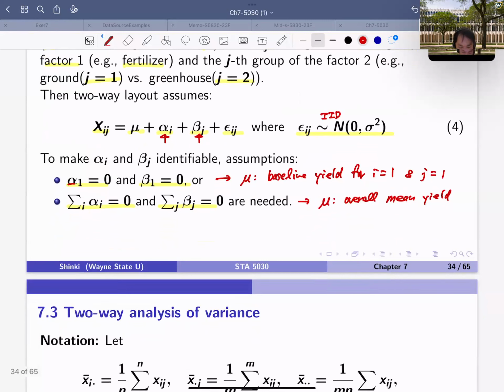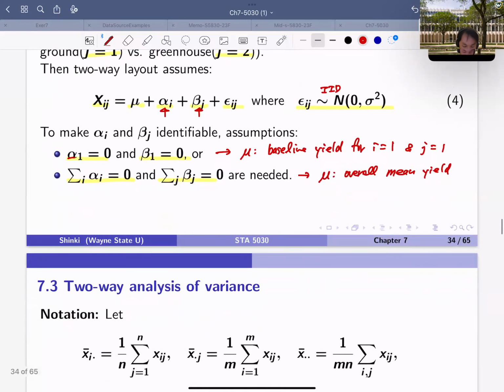And how does R determine the order of the alpha i's? Actually, R determines alpha i in alphabetical order by default. So to change it, we have to modify the original factor vector.